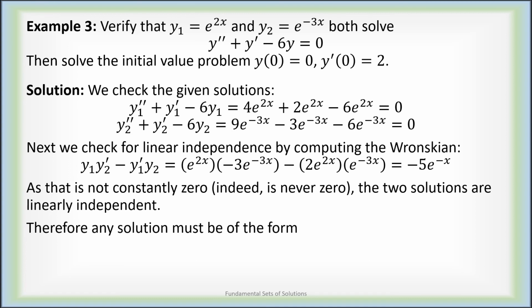Since we have found two linearly independent solutions to a linear second-order homogeneous differential equation, we conclude that any solution must be a linear combination of them. In other words, some constant times e to the 2x plus some constant times e to the minus 3x.